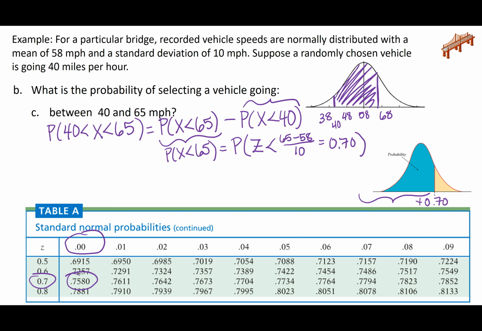So I'm going to get 0.7580. And that's this whole area from 65 and less. So remember, I still want to cut off that tail. So side quest completed. We're going to say this is equal to 0.7580 minus the probability that x is less than 40, which we found two slides ago, I believe. So that 0.0359, I believe.